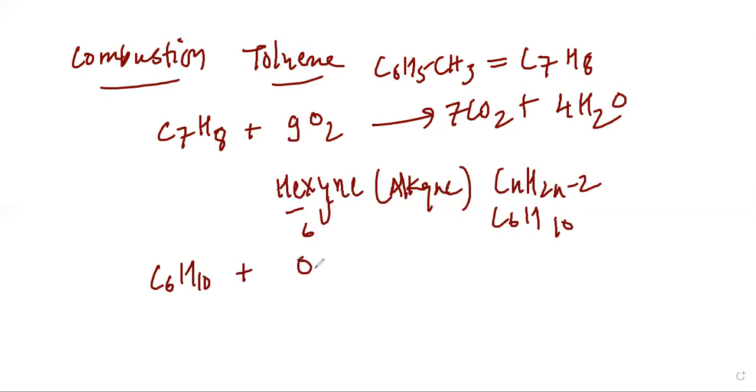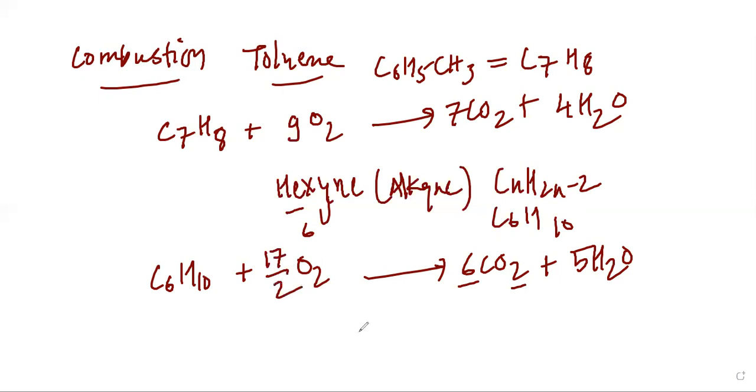And then, my dear students, we have O2. That gives us 6 CO2, and from H10 we will write 5 H2O. Now 6 twos are 12 plus 5, 17 O. So we will write 17 by 2 O2. So this is how, my dear students, we can easily write the combustion reactions for many compounds.